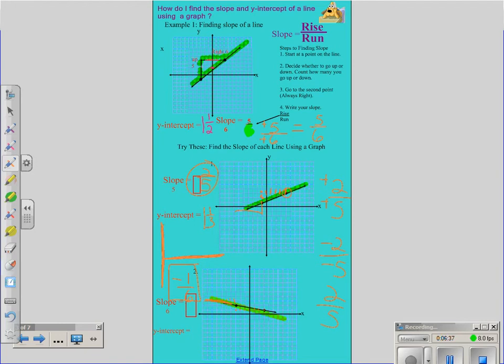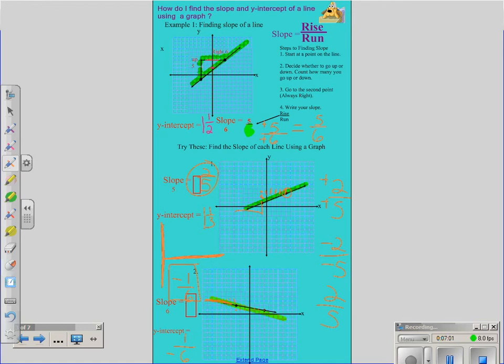So one thing you need to remember, you're going to get into this quite a bit in this unit, is that the negative can either stay with the numerator or the denominator, but it cannot go with both, because as you guys know, a negative over a negative would make a positive. So I can either go down 1 and right 6, or I can go positive 1 and left 6. And again, that negative just travels with either.